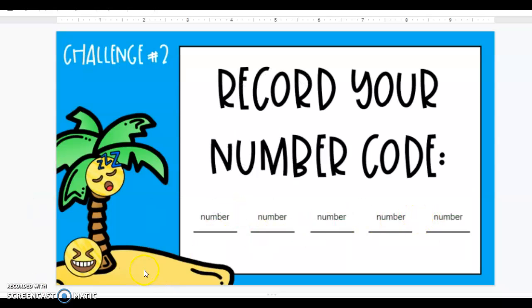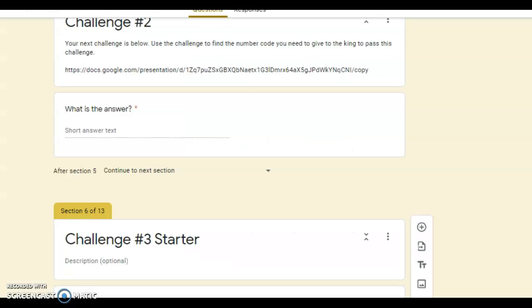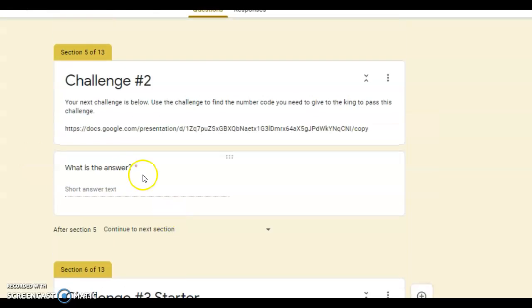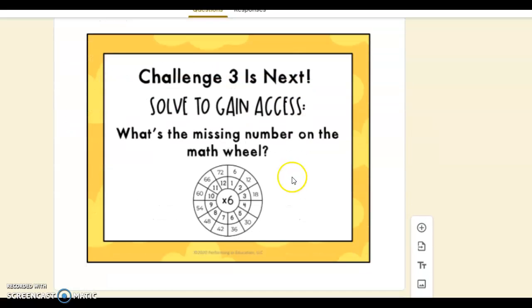All right? And then when you do that, you're going to go back to your Google form and you're going to type your answer here. What is the answer? You type those numbers and it's going to take you to challenge 3 starter.